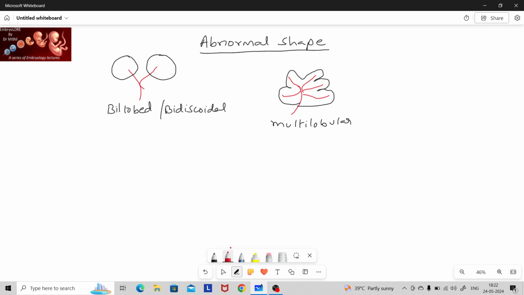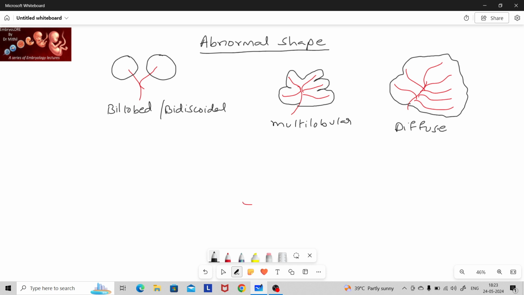Okay, so diffuse, there is no fixed shape as such. It is thin and not disc shaped. So all around the blastocyst, if the chorionic villi persist, then the diffuse placenta will be seen. So there will not be any definite shape as such. So this is the diffuse placenta. So this classification is according to the shape.